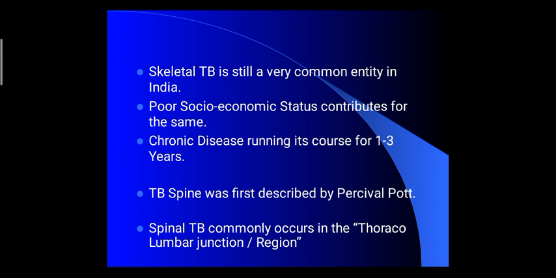It is still a very common entity in India because of the poor socio-economic status. It is a chronic disease which can last for 1 to 3 years or even more. Tuberculosis in the spine was first described by Percival Pott, hence it is called Pott's disease or Pott's spine. Spinal tuberculosis most commonly occurs at the thoracolumbar junction.